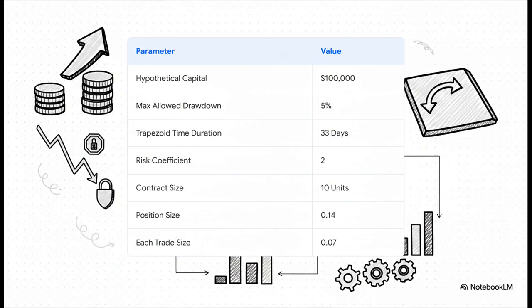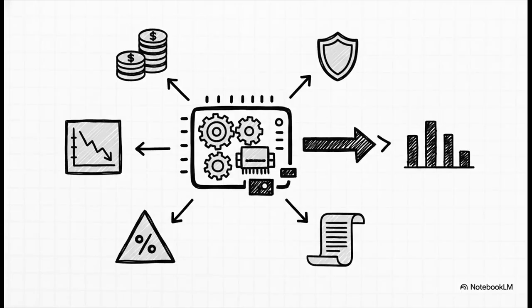All right, let's talk about risk management. This table breaks down all the parameters that were established back in Phase 1. The model works with a hypothetical capital of $100,000, and it sets a maximum allowed drawdown of 5%. You can see the time duration for the cycle is set at 33 days, and from those inputs, other crucial numbers like position and trade sizes are calculated. Both trade sizes are calculated using the hypothetical capital, the investor's maximum allowed drawdown, the third triangle domain percentage, the risk coefficient, and the contract size.